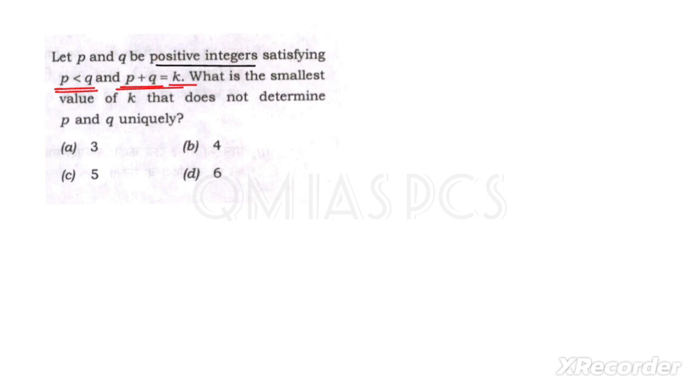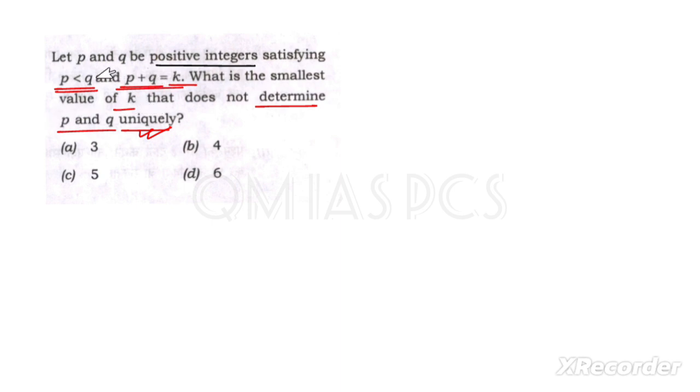So we have to find what is the smallest value of k that doesn't determine p and q uniquely. Again, the same word, uniquely, means it should not be a unique value. So we have to find the smallest value of k. Let's try to do this one.